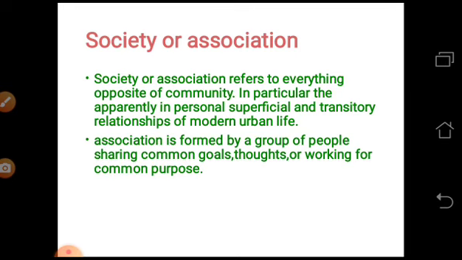So association is formed by a group of people sharing common goals, thoughts, or working for a common purpose. So a common purpose will be there. For that only they will come and make this association. Otherwise there is no use of the associations. So associations are formed for some purpose, to attain some goal. Okay, but community is not for that. We are not forming the community. It is there, it existed, and we continue with that. Whereas association is temporary. When the goal is already attained or there is no other work to do in the association, there will be no association, but community will remain.